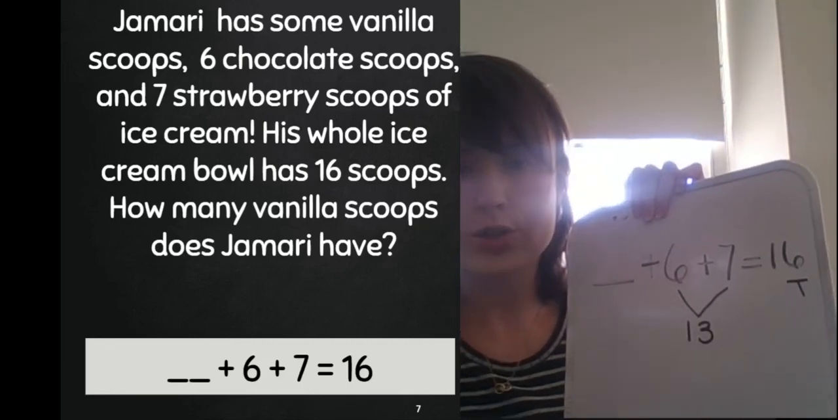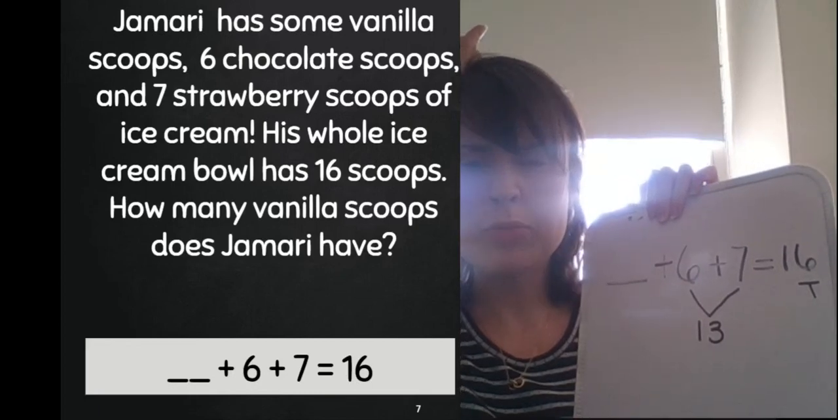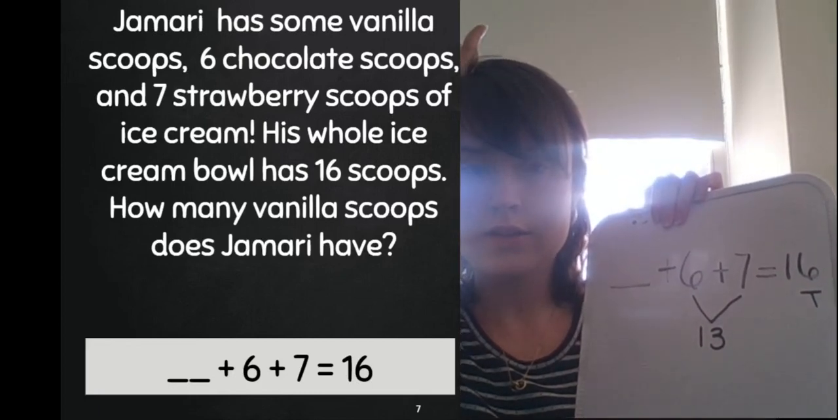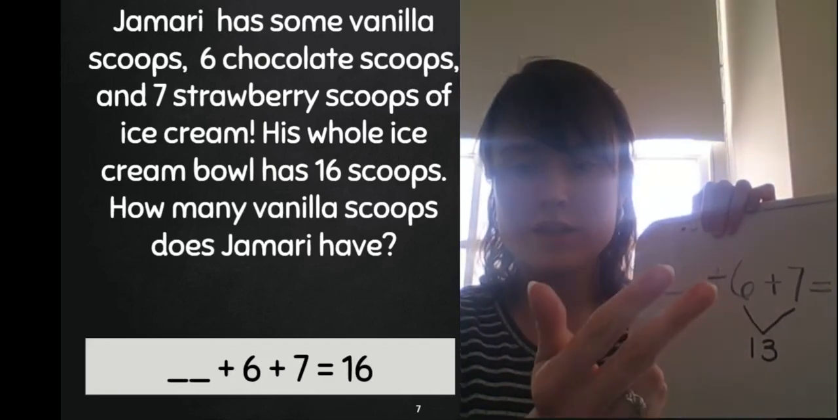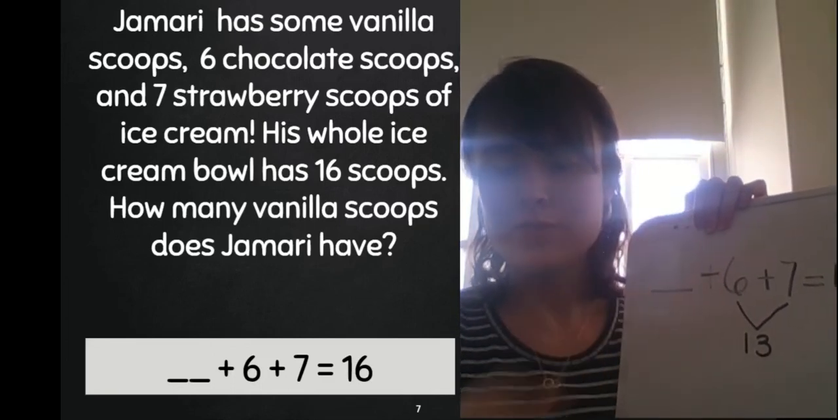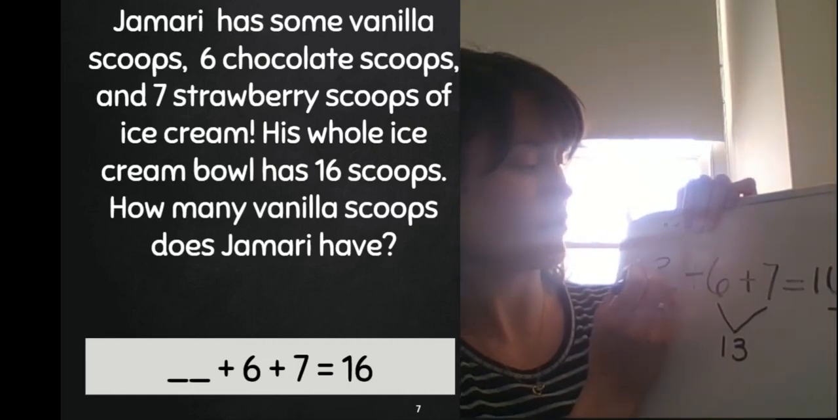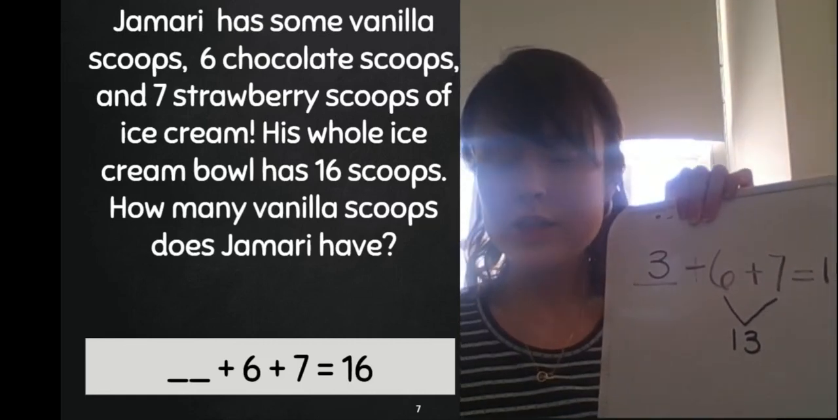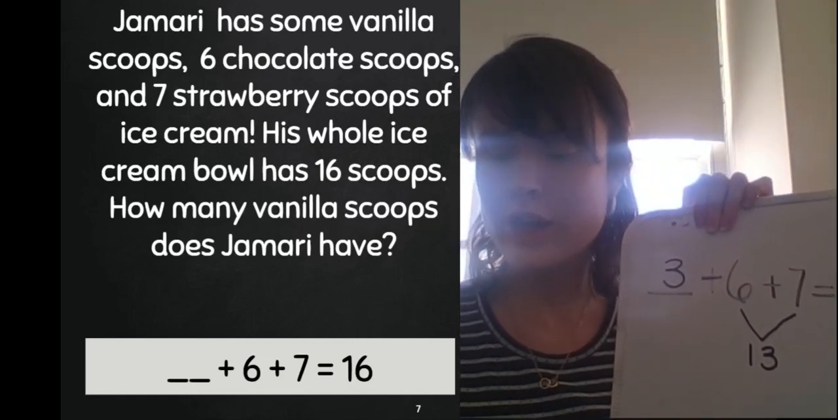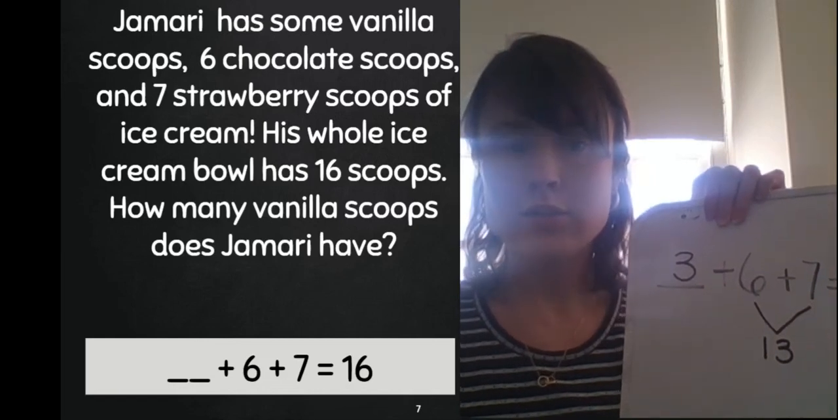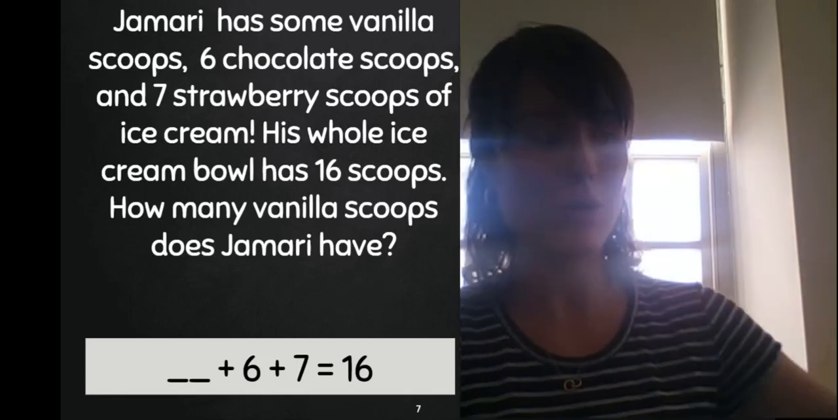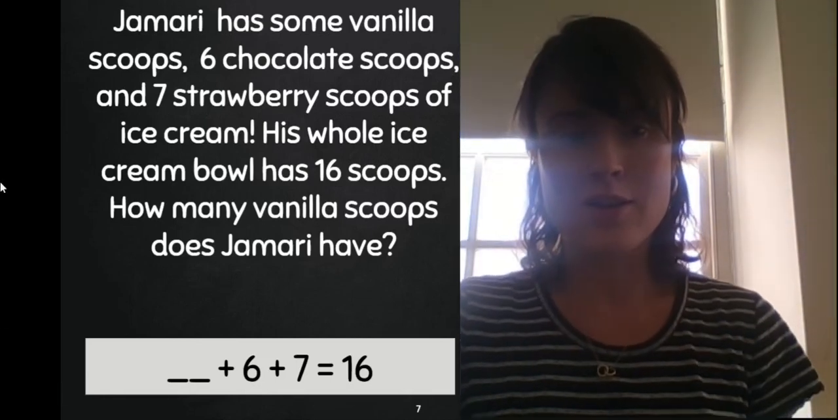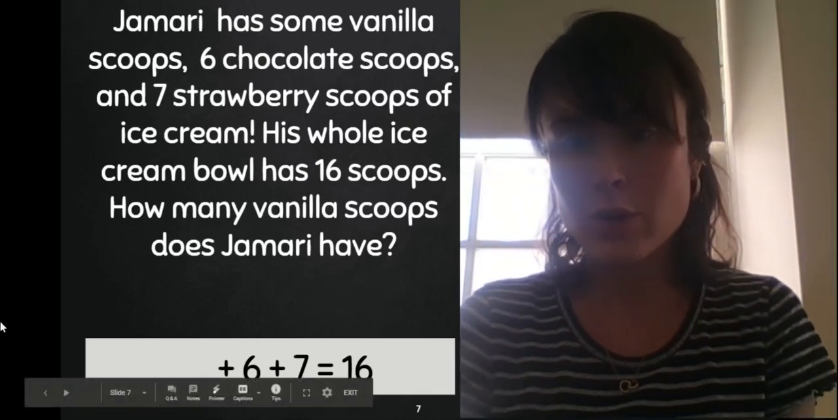All right, let's go ahead and catch 13 in our brain. Let's count up and see how many more we need to get to 16. Ready? 13, 14, 15, 16. How many more scoops? Good, 3 more scoops. Okay, what does that 3 represent? We're talking about 3 airplanes? No, we have 3 vanilla scoops in Jamari's bowl. Good job. I am super impressed with your hard work today.